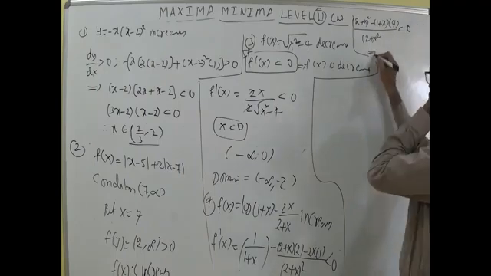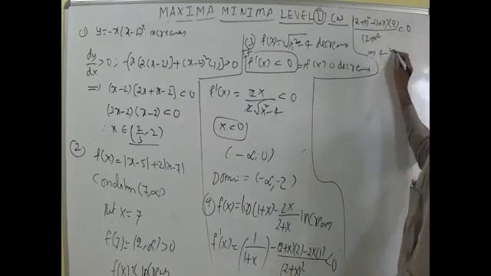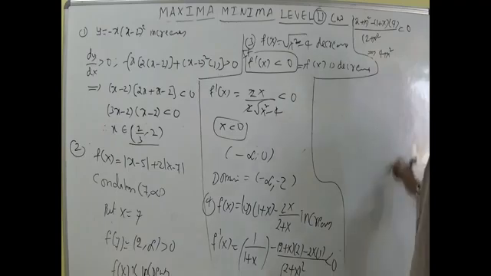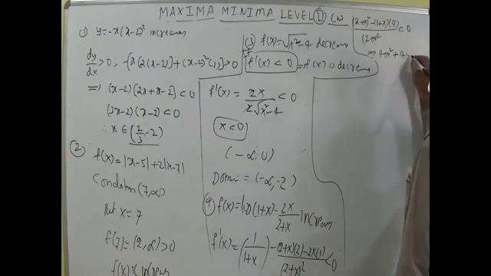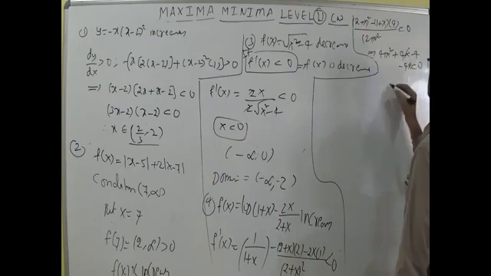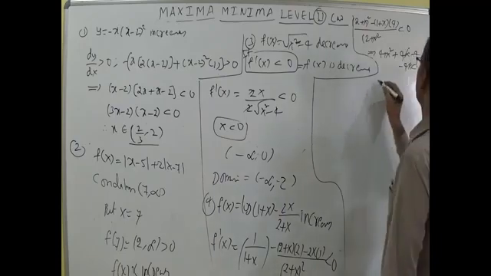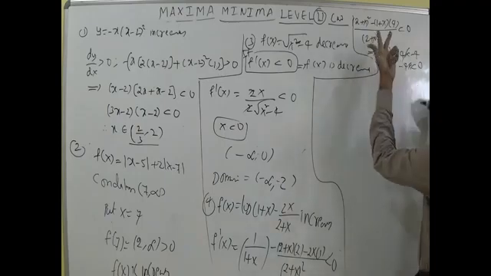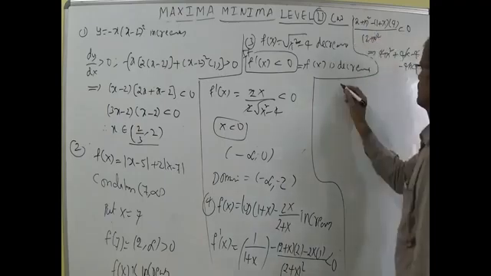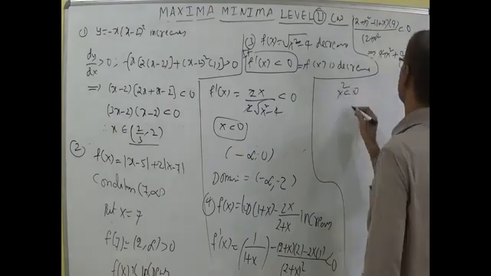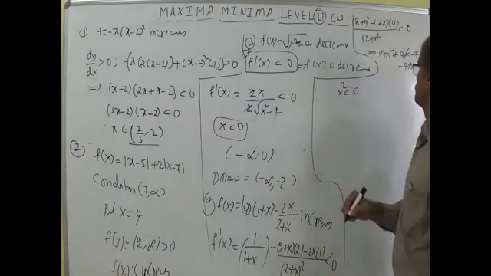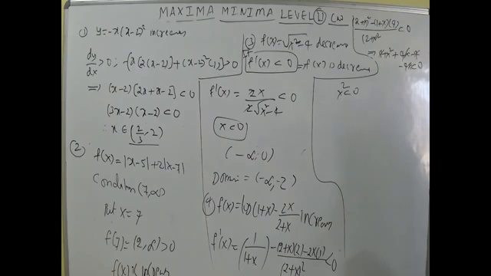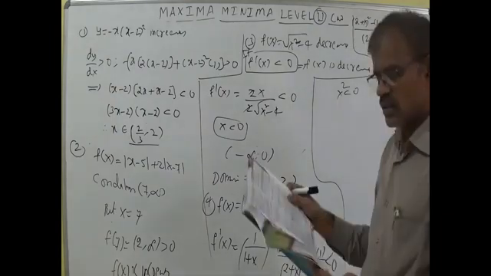This is taken this side. You can write here (2 plus x) whole square. Expansion formula: 4 plus x square plus 4x minus 4 minus 4x less than 0. 4x and 4x will be getting cancelled, 4 and 4 also. This one also got cancelled. x square less than 0. Simple, x square less than 0 we got. Then x less than 0 you can write.